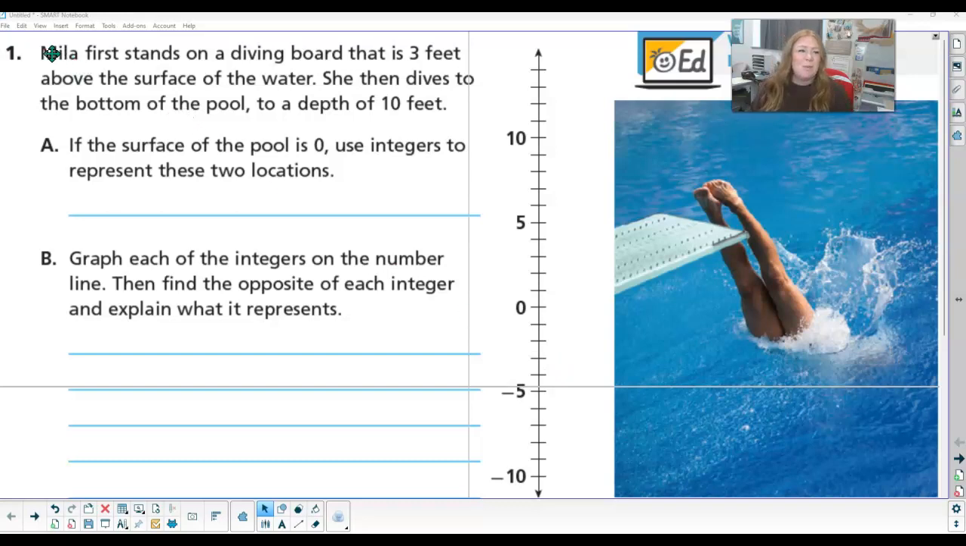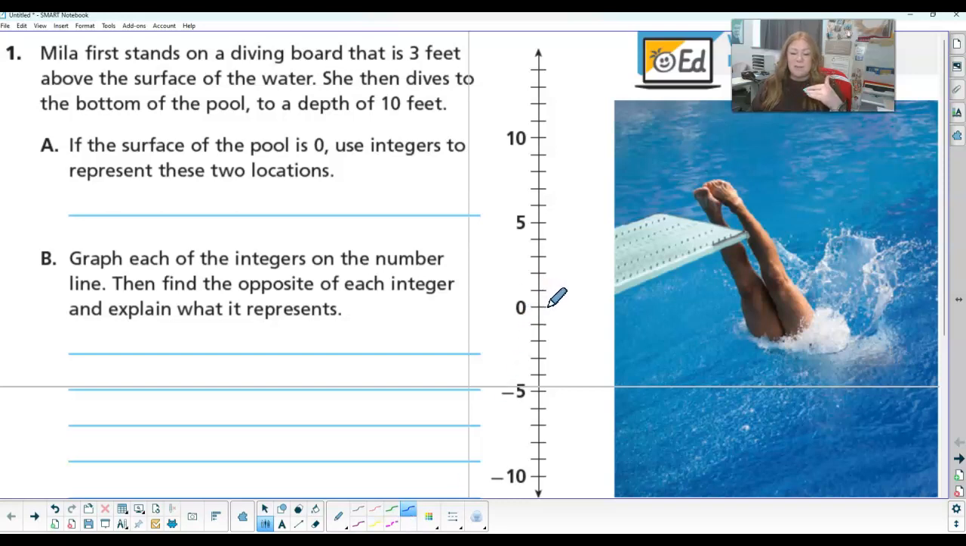Okay, here we go. Number 1 says, Mila first stands on a diving board that is 3 feet above the surface of the water. Then she dives to the bottom of the pool to a depth of 10 feet. So if the surface of the pool is 0, use integers, so our whole numbers, positive and negative, to represent those two locations. So I'm going to use this graph over here to think about these.